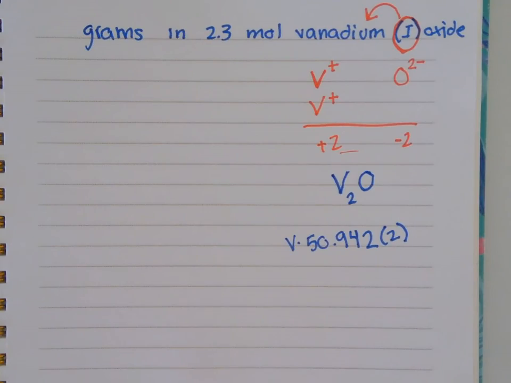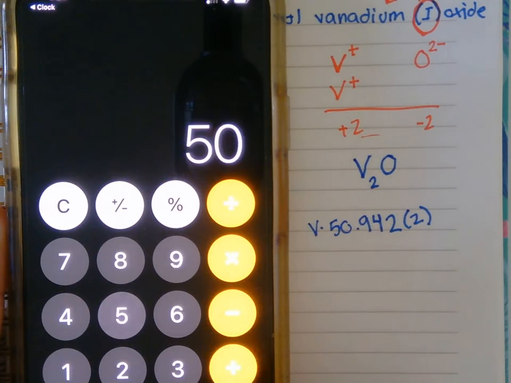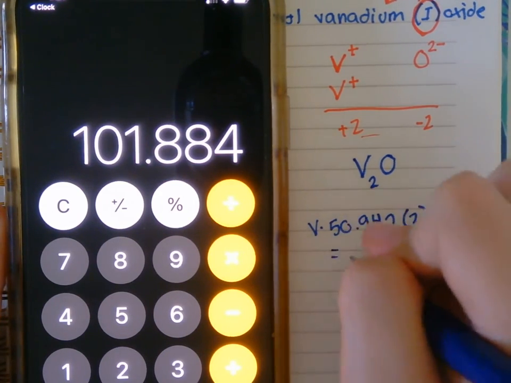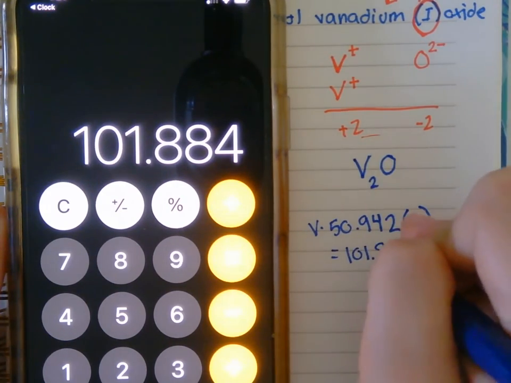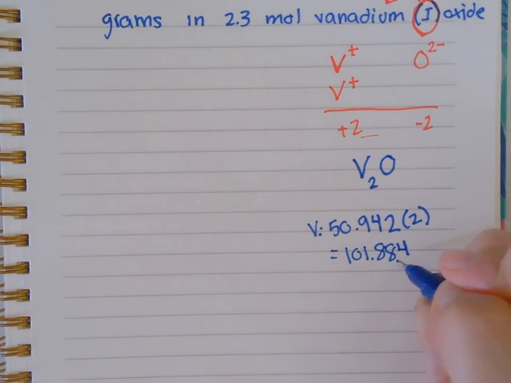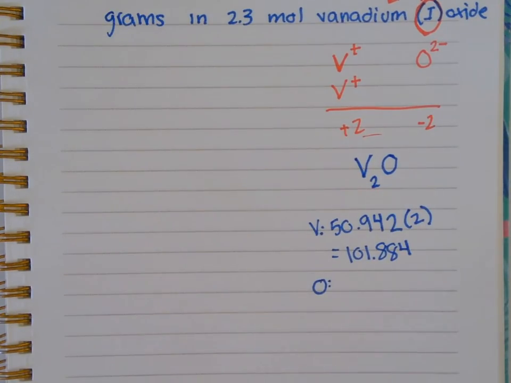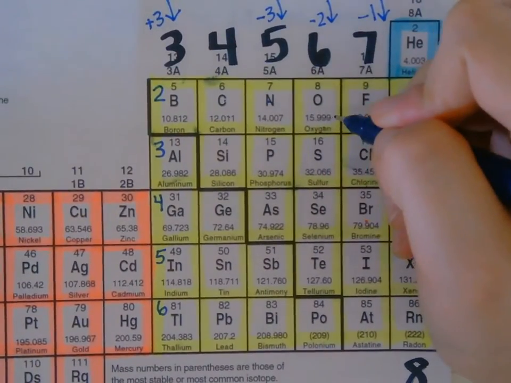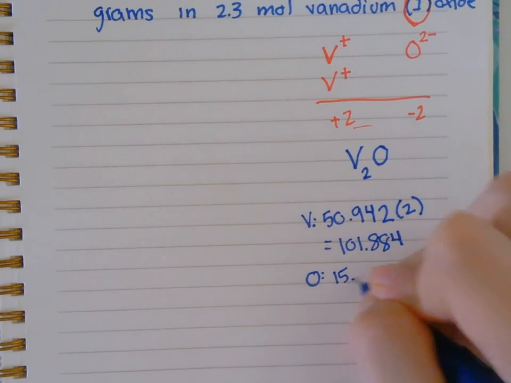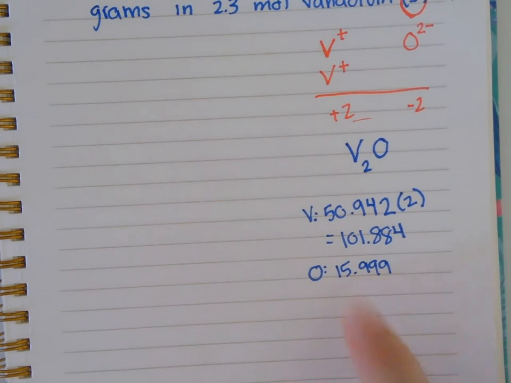So let me do that real quick. 50.942 times 2, because I have 2 atoms, and that is equal to 101.884. Okay, so I have the mass of vanadium. Now I need the mass of oxygen. So oxygen has a molar mass of 15.999. And I only have 1 atom of oxygen, so I can just leave it like that.